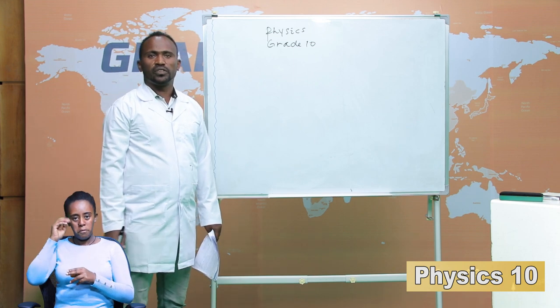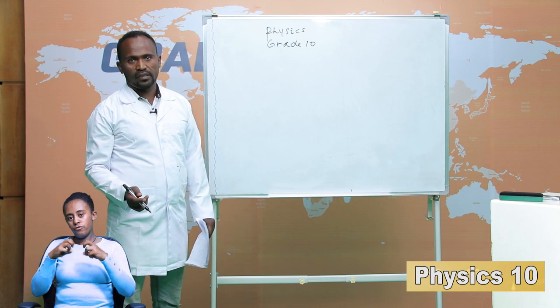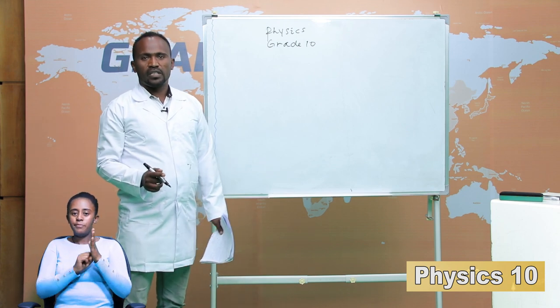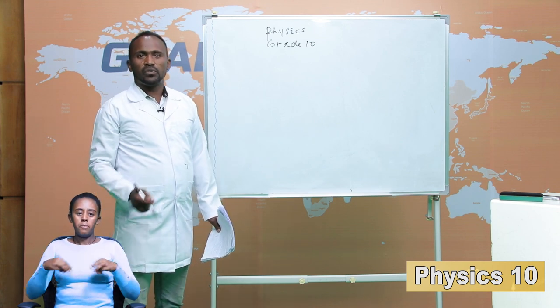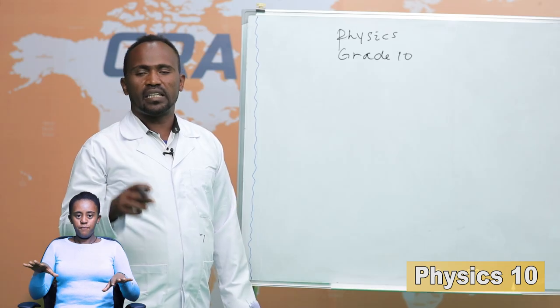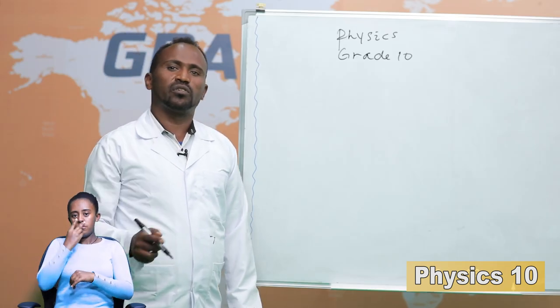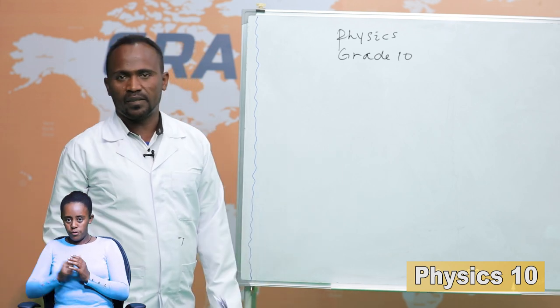Today I am going to teach physics grade 10 from where we stopped in first semester. You know that we stopped in first semester in chapter 4, that is electromagnetism. Under this electromagnetism, we finished magnets and the Earth's magnetism, and today we are going to look at the magnetic field of a solenoid. Let us summarize some points concerning magnets.